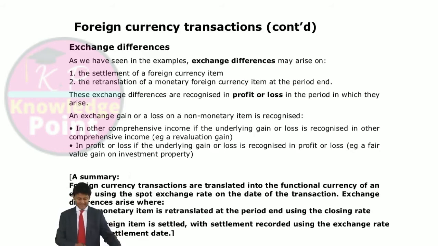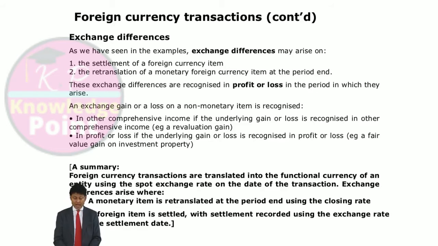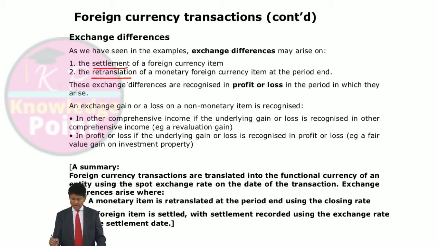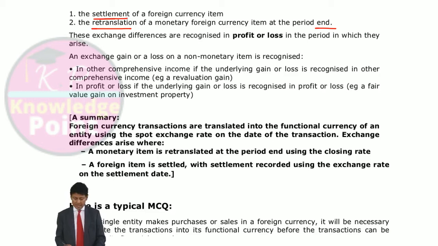Okay, foreign currency transactions, moving on to the next page, exchange differences. As we've seen in the examples, exchange differences may arise on the settlement of a foreign currency item or the retranslation. So if you settle up your payables, of course, if the exchange rate has moved, there could be a loss or a gain. Or if you retranslate equally, there could be a loss or a gain at the period end. These exchange differences are recognized in profit and loss in the period in which they arise. An exchange gain or loss on a monetary item is recognized in other comprehensive income, you see? If it's a revaluation gain, in other words, a normal revaluation gain.